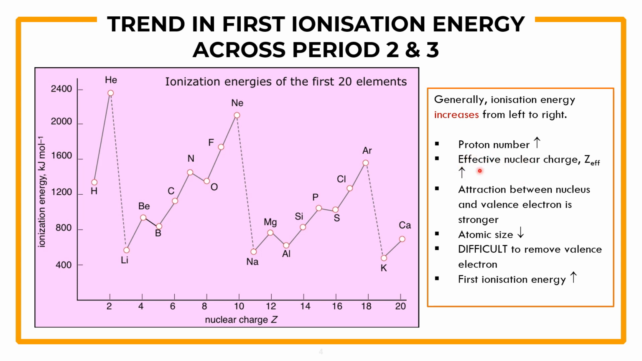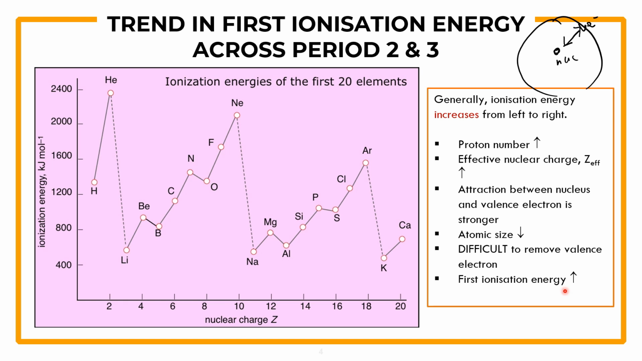So apabila ZeF ini increases, ZeF itu apa? ZeF itu adalah some sort of attraction forces. So attraction between nucleus and valence electron will become stronger. So apabila tarikan di antara nucleus and the valence electron here will become stronger, it will be difficult to remove the valence electron, because this attraction juga akan menyebabkan atomic size or radius will be smaller. So difficult to remove the valence electron, so first ionization energy will increase.